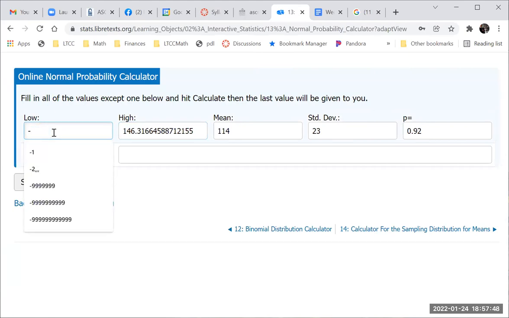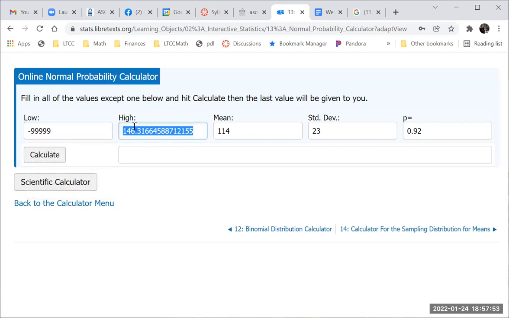So you can put in negative 99999. You can put in 0 too, it'll give you the same answer, it turns out. And then again, 135 was our high. The mean was 140. And the standard deviation was 7. And then P is what we want to find out. So we leave that one blank. So again, please ask if you have any questions. And we hit calculate. And we're looking at, I'm going to do the nearest whole number percent, 24%.